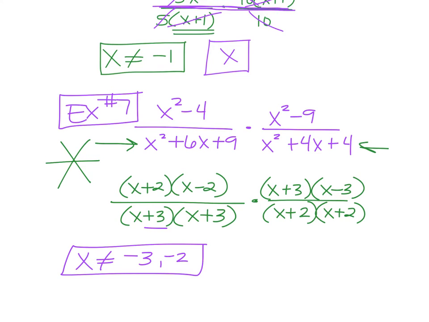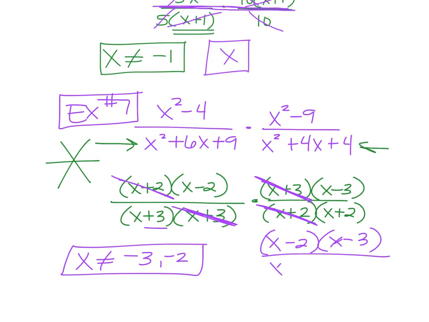And now you can start slashing things away. So x plus 2 and x plus 2. X plus 3 and x plus 3. Do you see anything else we can slash? One's positive, one's negative, right? You can't just cancel them out because they have the same number and variable. The plus and minus have to match up too. So you end up with x minus 2 times x minus 3 on top over x plus 3 times x plus 2 on bottom.